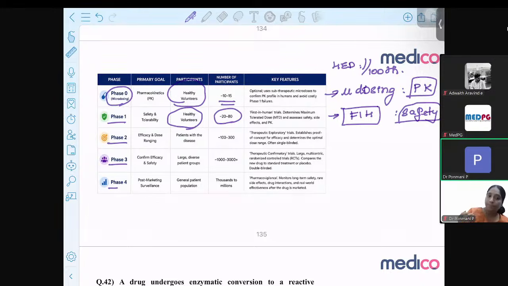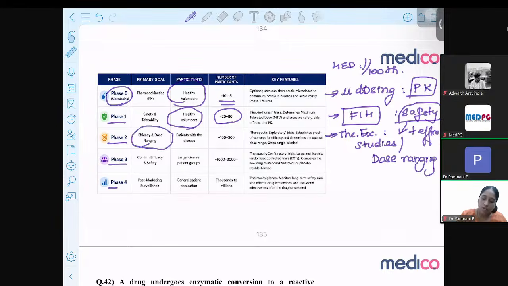Now we will go into the next phase, which is called phase 2. So what is happening in phase 2? Phase 2 is mainly for checking the safety. In addition to safety, they see the efficacy also. And this is called a therapeutic exploratory study. This is also called a dose ranging study. Okay. So efficacy and dose ranging are seen in phase 2. It is only from phase 2 that diseased patients are involved. And in this, the sample size will be in hundreds.